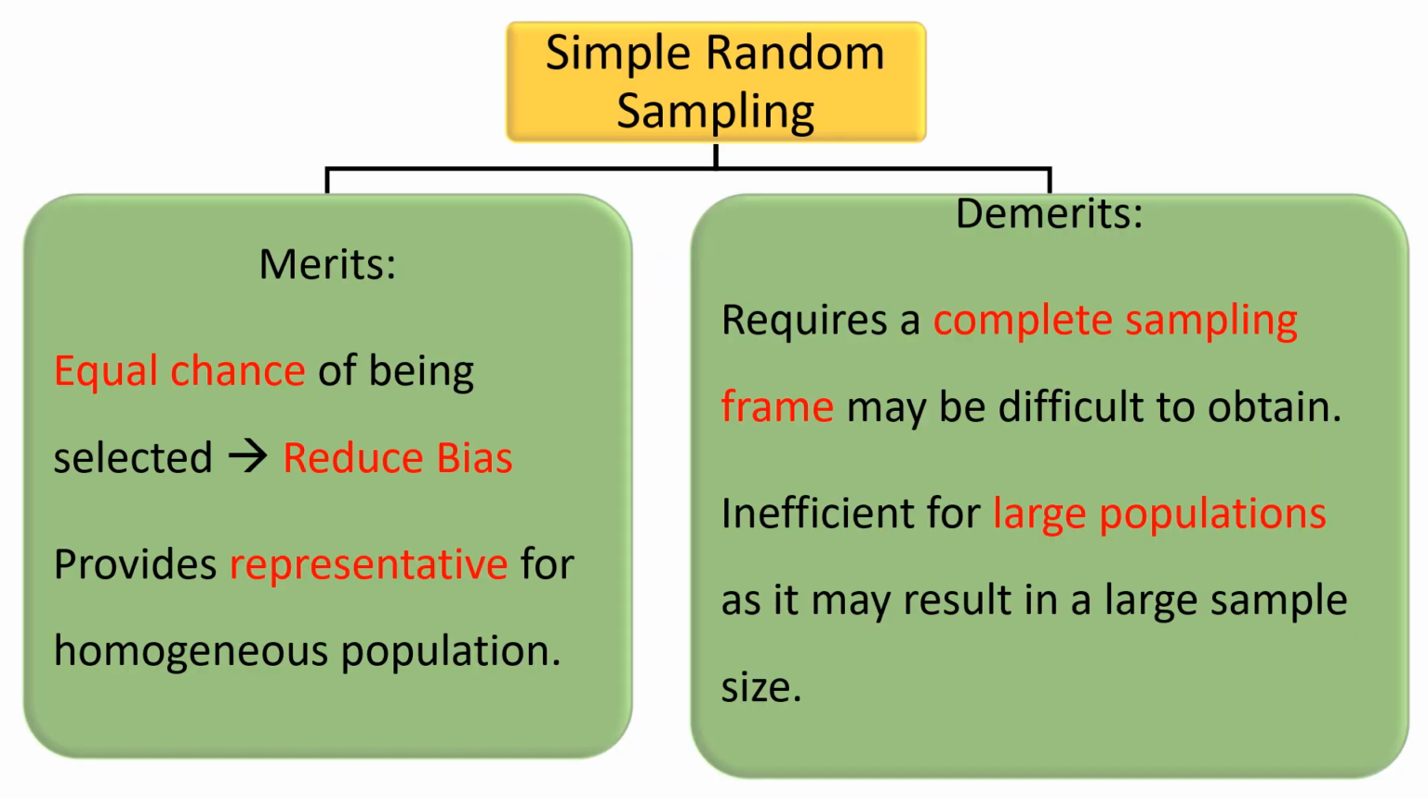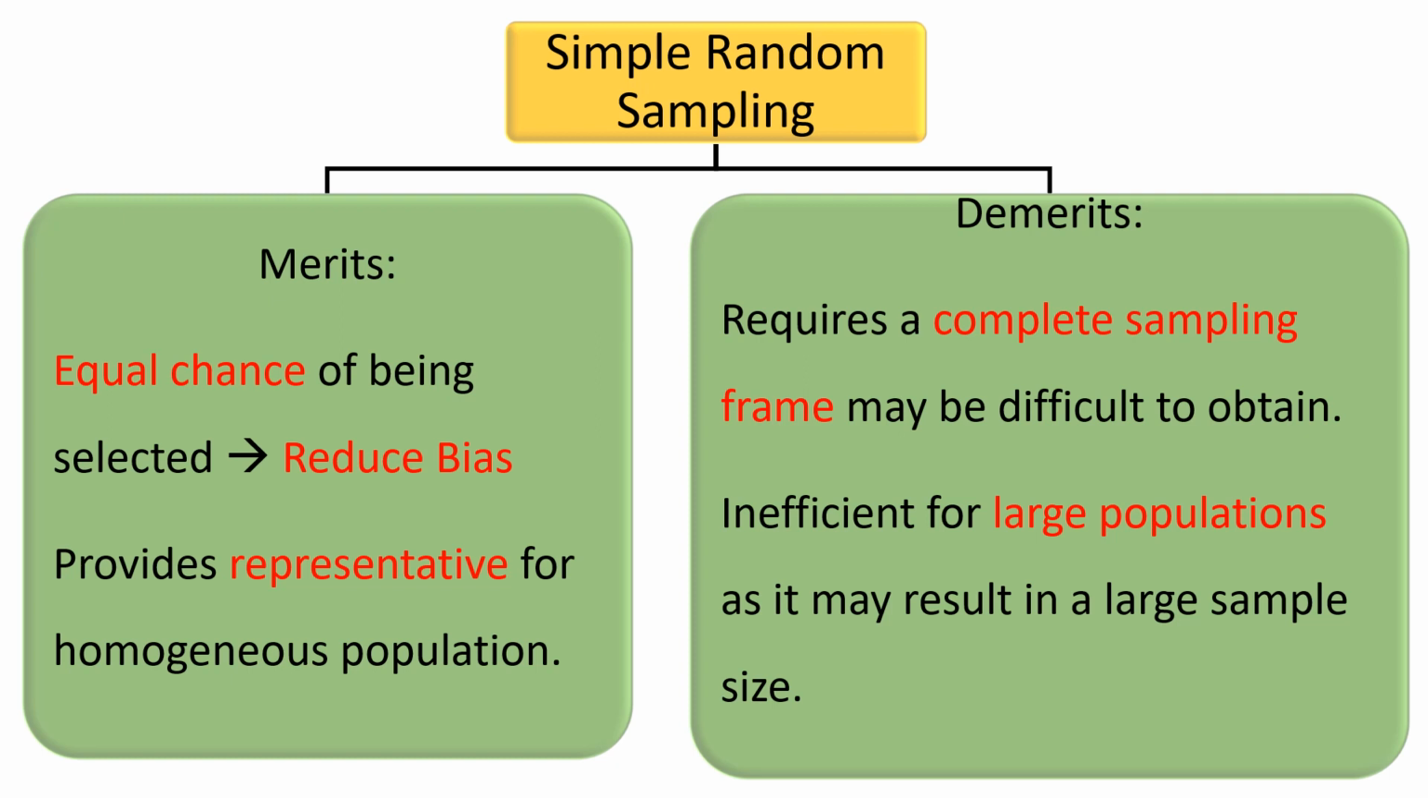Moving to the merits and demerits of simple random sampling, the main merit is that there is an equal chance of being selected, so this reduces bias, and if we reduce the bias, we can talk about representativeness. Particularly, it provides representativeness for a homogeneous population. If the population is heterogeneous, we cannot use simple random sampling.